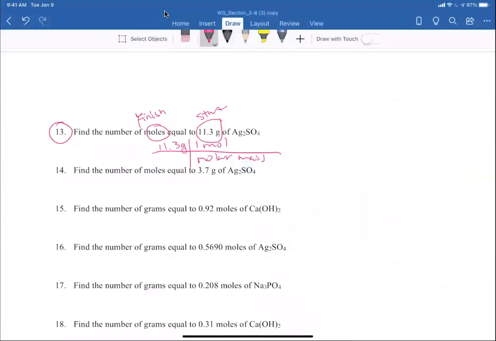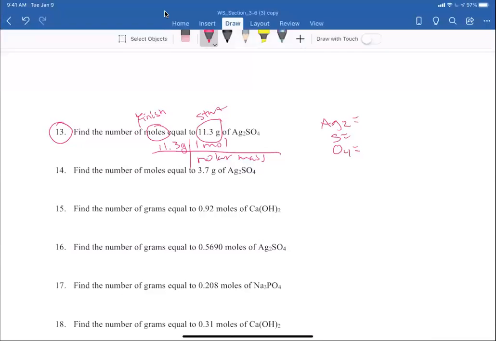So what is the molar mass? Where are we going to find the molar mass, guys? What do we think? The one that's on our periodic table. Yep. Okay, we're looking in the periodic table. Now, the elements we're looking for are Ag2, S, and O4.